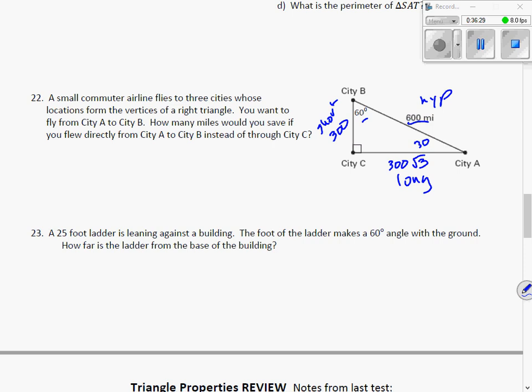300 square root of 3 is what in decimal form? That doesn't sound right. How much is 300 square root of 3? 519.6. So when you add that together, I get 819.6 if I go this way. If I go the short way, I save 219.6.